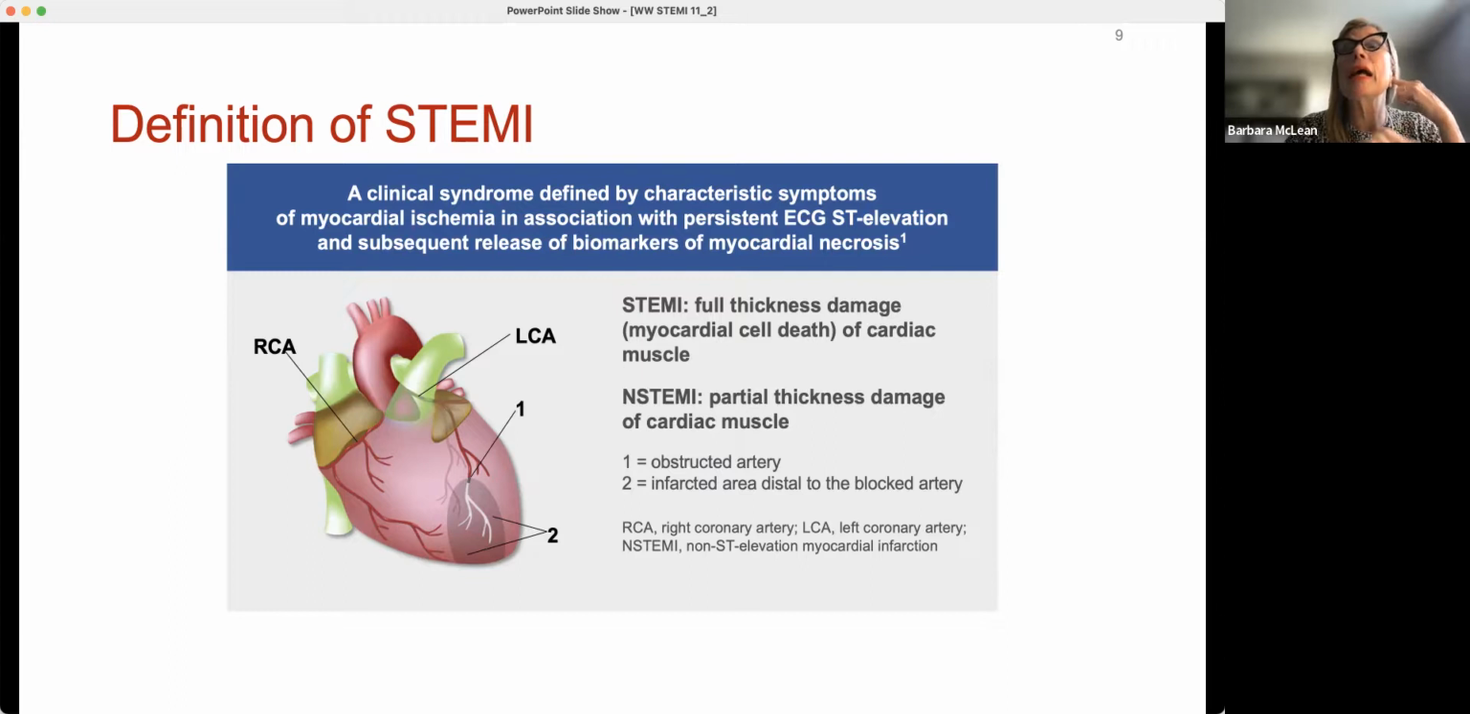Now that ST segment elevation will be in the leads that are directly over the area where you have that full wall thickness. You'll have ST segment elevation because all the other cells have depolarized and they have a charge of about +5 to +10. But the ischemic or injured tissue is around -10. And so the current goes from healthy to unhealthy tissue, and it gives you an ST segment elevation.